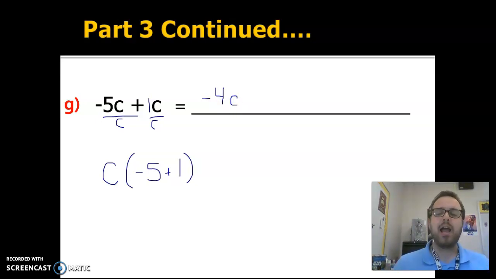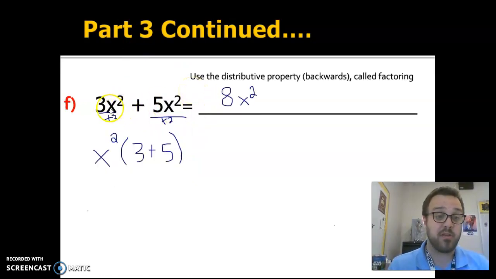Now, some of you might be sitting there and saying, Mr. Guy, why are you showing me this? I already could have done this without that factoring part you just showed me, because this is just combining like terms. -c plus 5c plus c, that's just -4c. On the previous one, 3x squared plus 5x squared, 3 plus 5 is 8, it's 8x squared. Why are you showing me this?